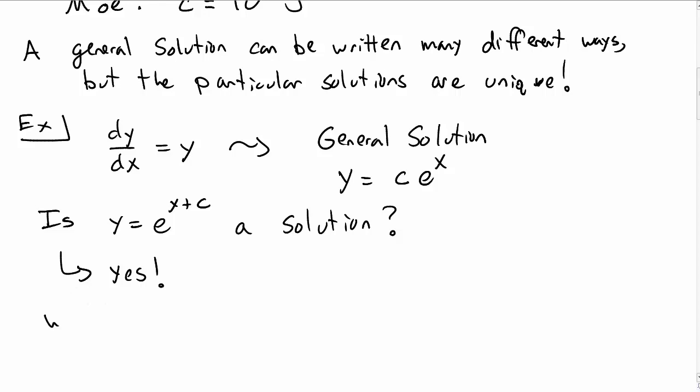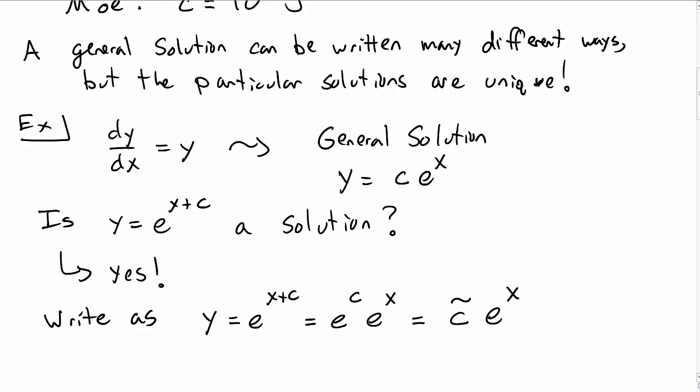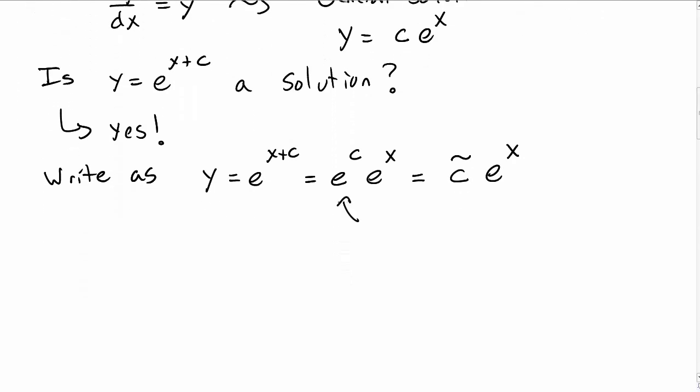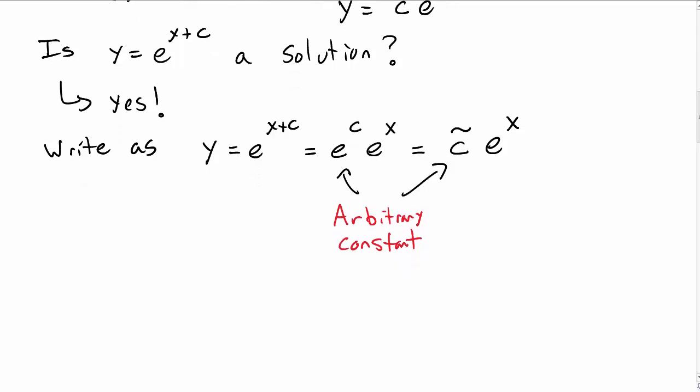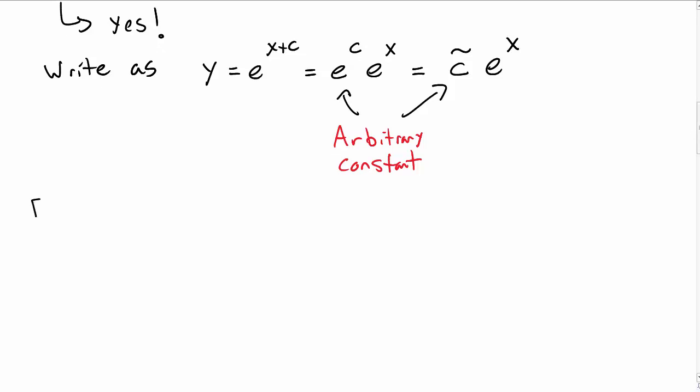Is it the most general solution? Well, it looks different than our other general solution, but you can actually make them look the same if you write this as e^c times e^x, and then just call e^c some new constant, c twiddle. After all, these are arbitrary constants, either c or c twiddle, so we could just rename it. And now it looks like the same general solution we had above.